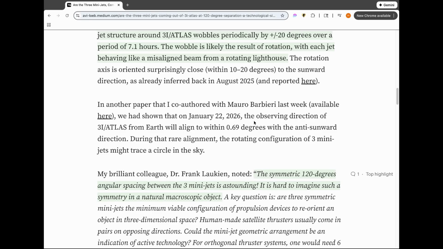Let's see. The observing direction of Atlas from Earth will align to within 0.69 degrees with the anti-sunward tail direction. Oh, so that just happened the other day. We passed in front of the sun, and boom, basically almost another conjunction. Sun, Earth, Atlas. That gave us an interesting perspective with the sun being behind us, apparently.